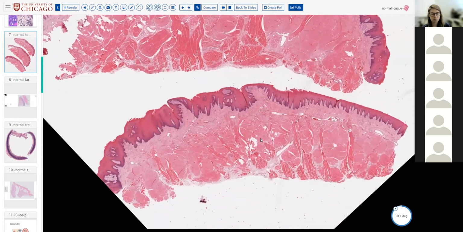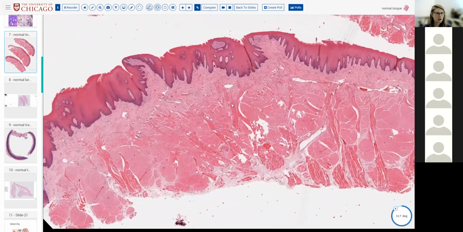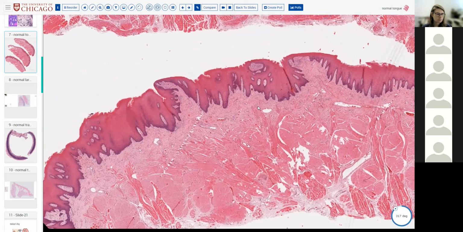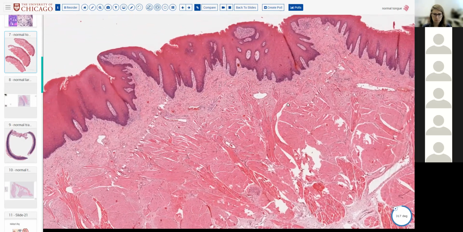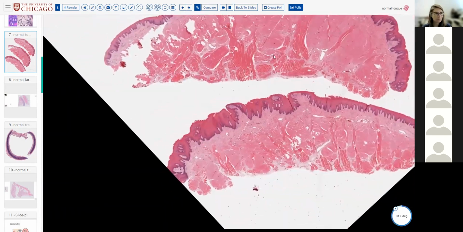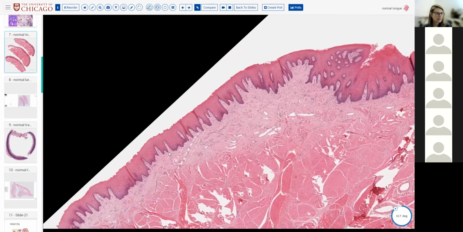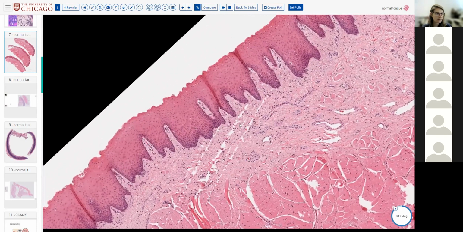Tongue. Sorry? It's a tongue. Tongue, exactly. How did you know it's tongue? Because it has stratified squamous epithelium, and underneath there is a lot of skeletal muscle in it. Awesome, awesome. Yeah, so generally an even layer of stratified squamous epithelium.